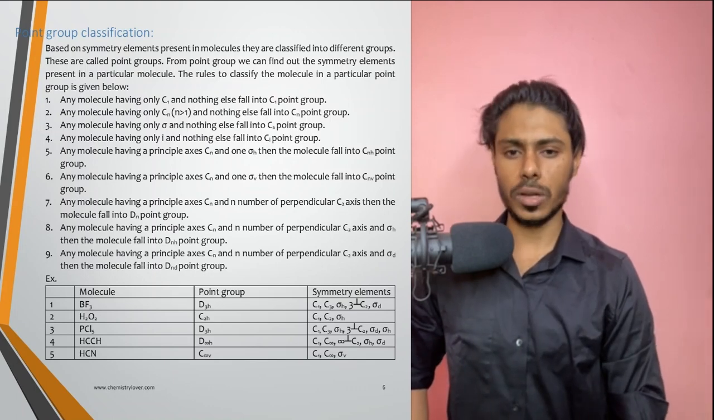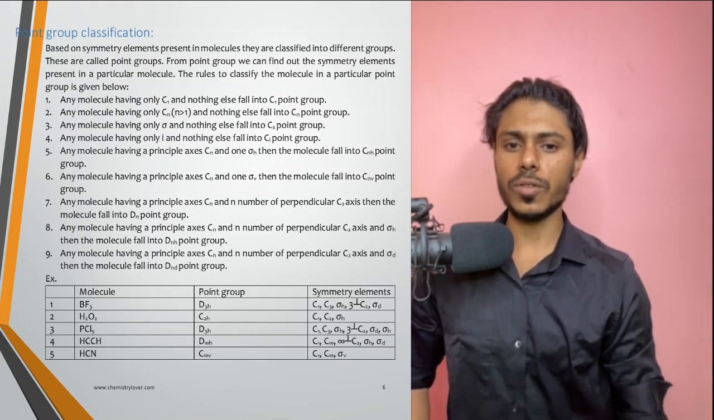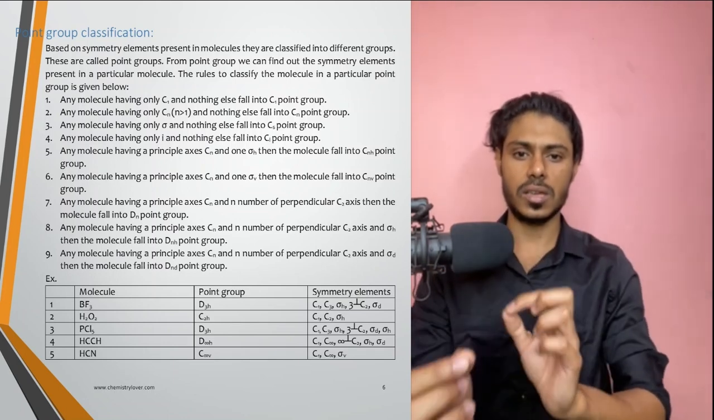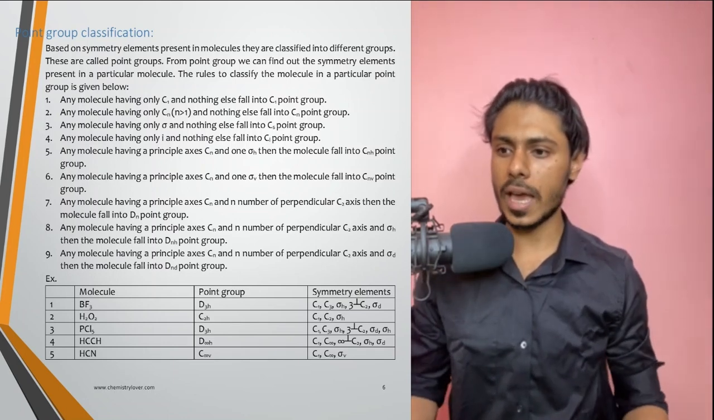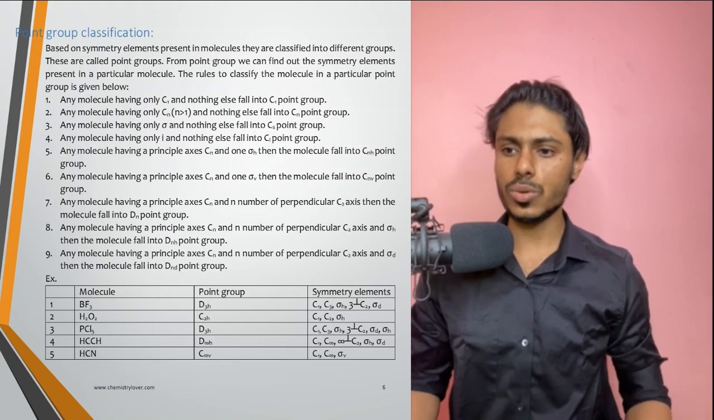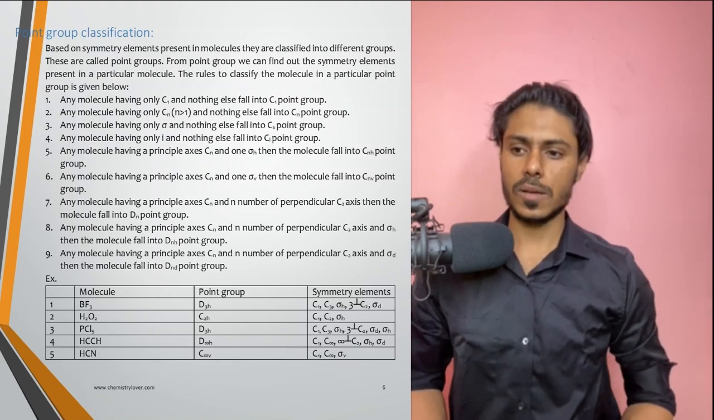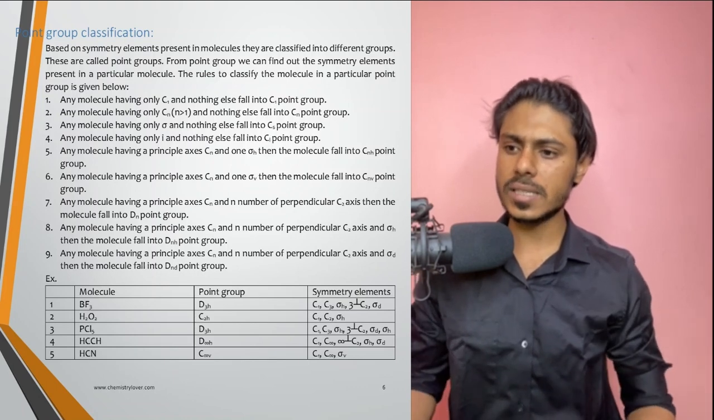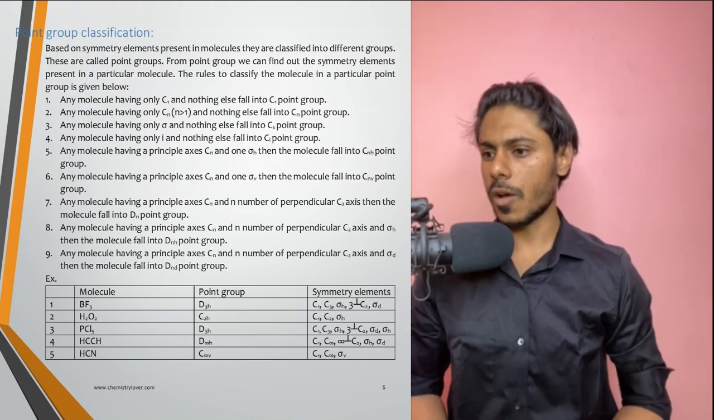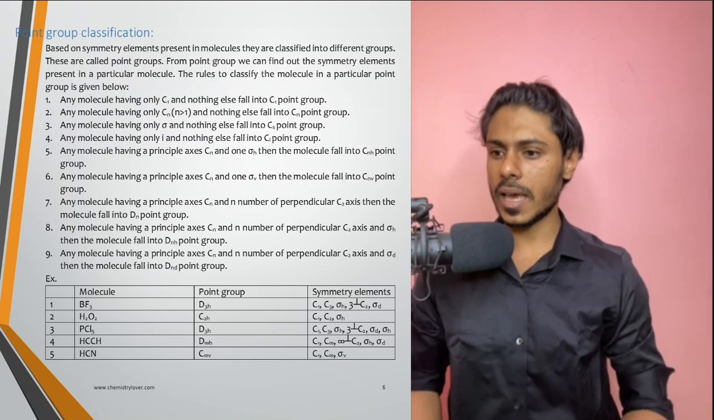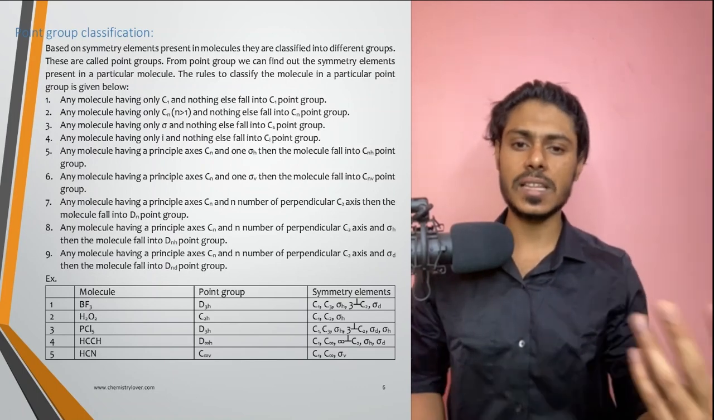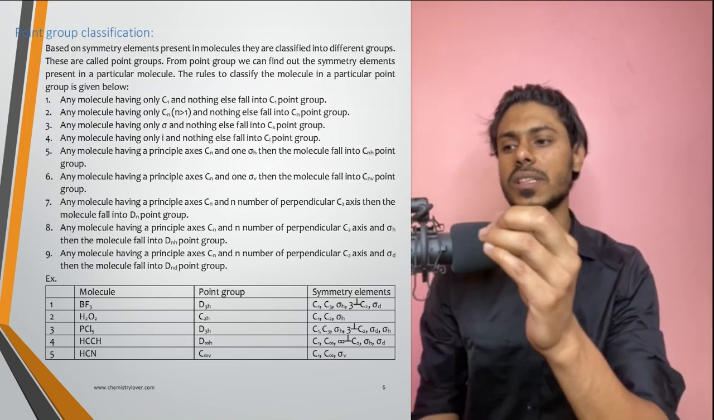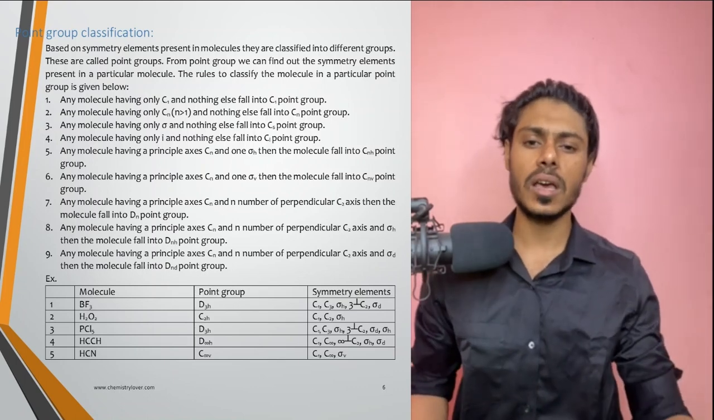For the H2O2 molecule, if you look at the structure, it is like this and this. So in H2O2 we have C1, C2 and sigma H and nothing else. C1 is present in every molecule, and in this case the point group will be C2H. Very simple. For PCl5, again the point group is D3H, similar to BF3, and all the symmetry elements present in BF3 will be present in PCl5.